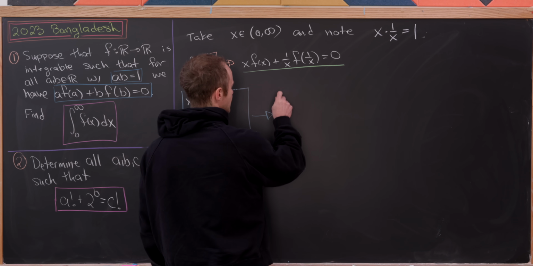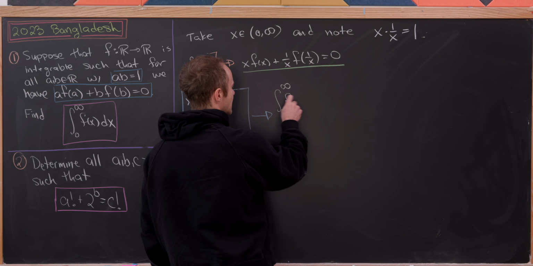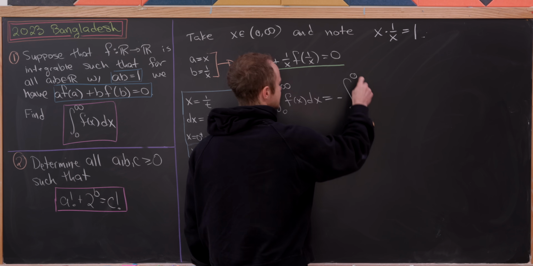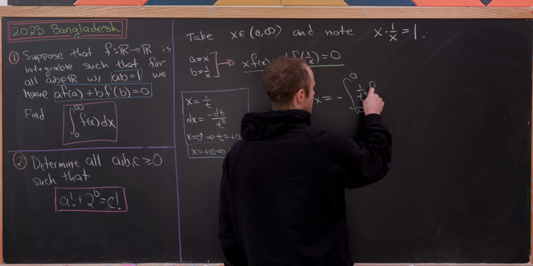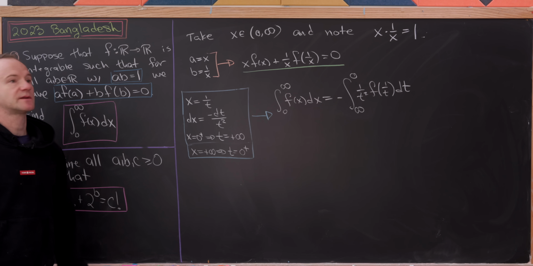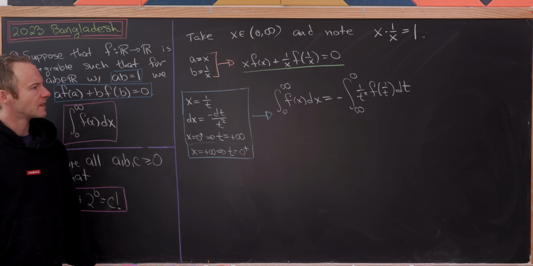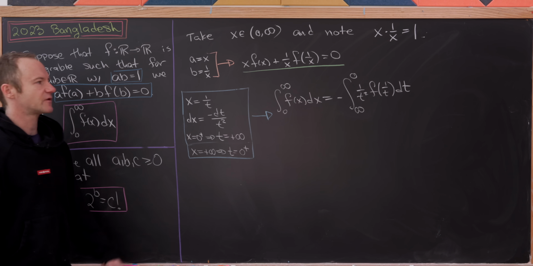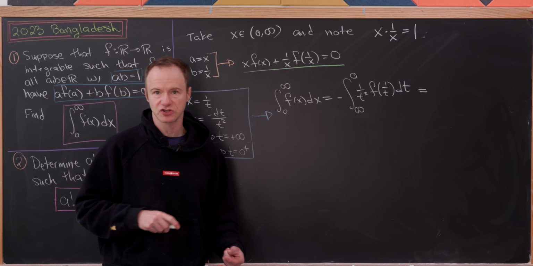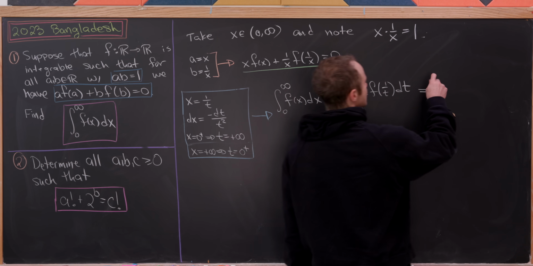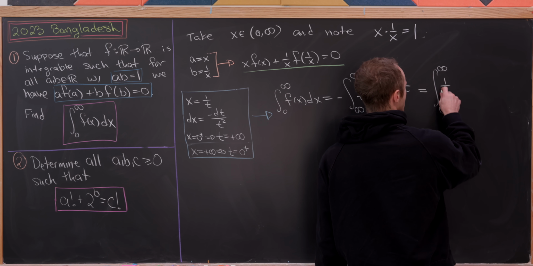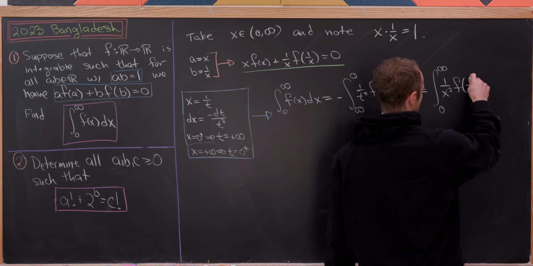So the integral from 0 to infinity of f of x dx is negative the integral from infinity to 0 of 1 over t squared times f of 1 over t dt. That's just applying this substitution. Let's notice that the minus sign out front can switch the bounds of integration, and then simultaneously I'll do a trivial change of variables back to x. That gives me the integral from 0 to infinity of 1 over x squared times f of 1 over x dx.